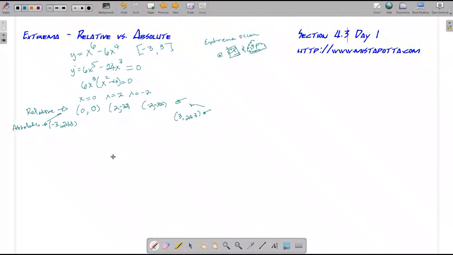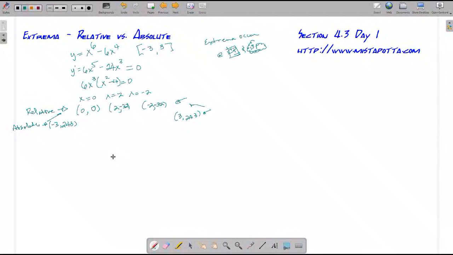Now, for a relative extrema, I really do have to look at whether I'm increasing, whether I'm decreasing, when my derivative changes sign, because going from increasing to decreasing gives me a relative maximum. Going from decreasing to increasing gives me a relative minimum. Absolute is absolute.